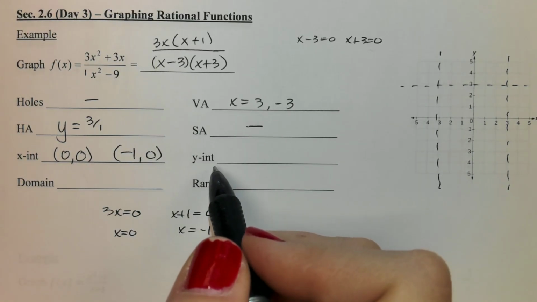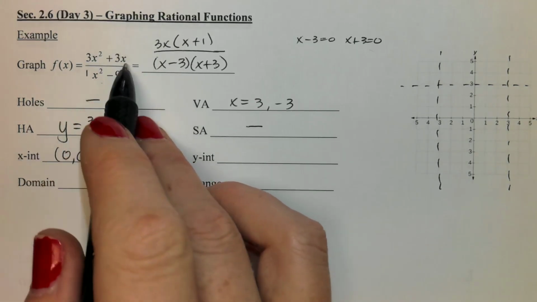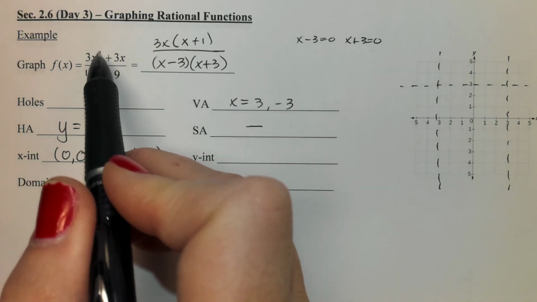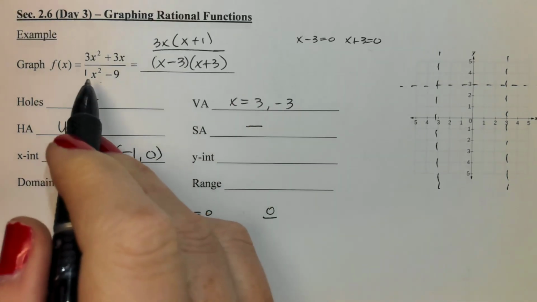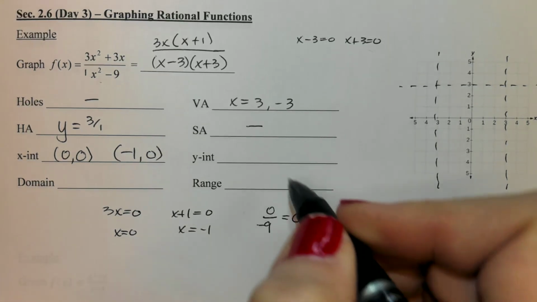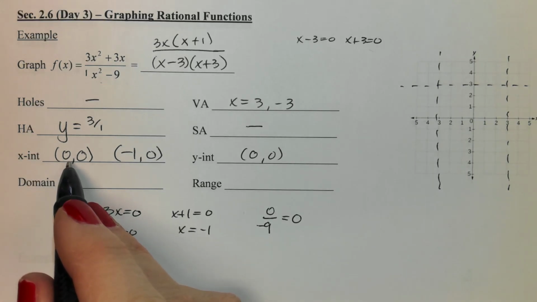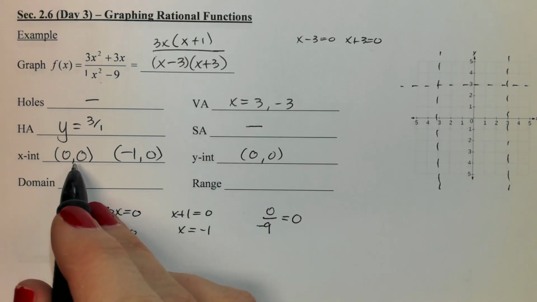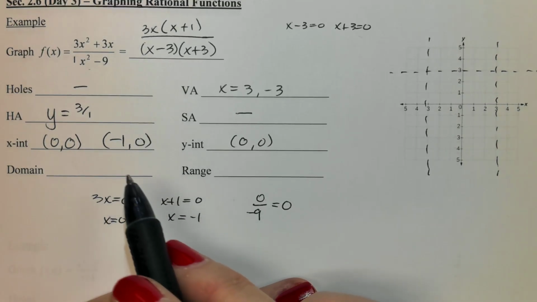My y-intercept happens when I plug a 0 in for all of the x's. So I'm going to look at this one because it's a little bit easier. 0 squared is 0 times 3 is 0, so that's all 0 up there. On the bottom I have 0 minus 9. Doesn't really matter because the 0 on top is 0. Which makes sense because that's what I had over here. So that's my match. So let's go ahead and graph, and then we'll do the domain and range.